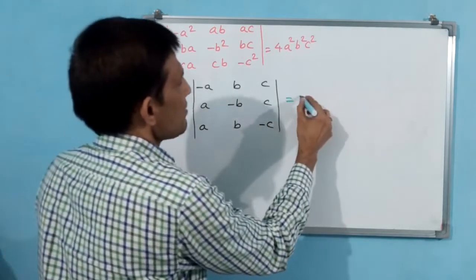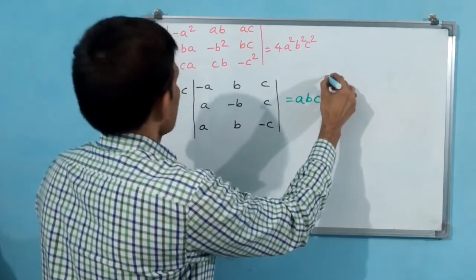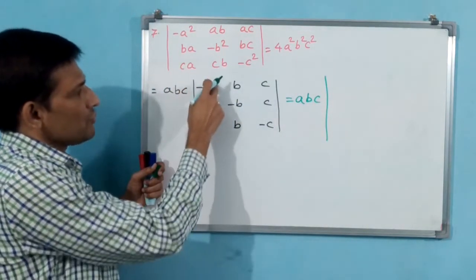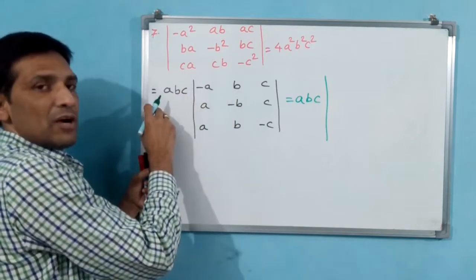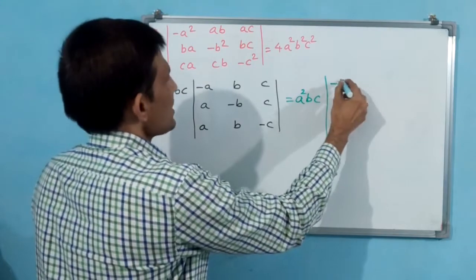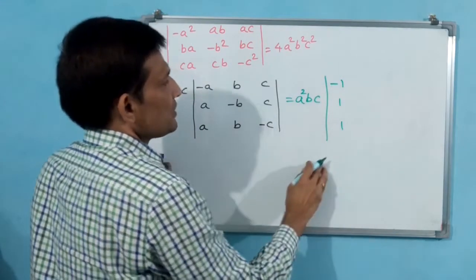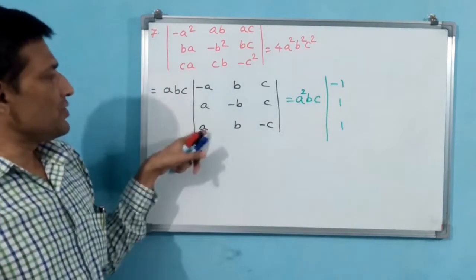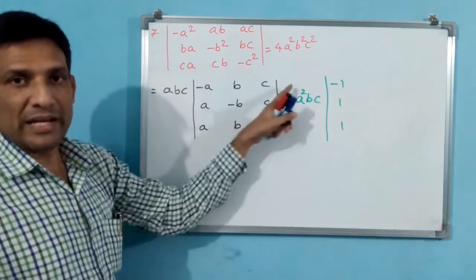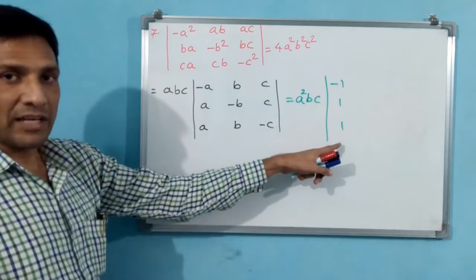Already A, B, C is there. Now I am taking common from the column. You see, minus A I am taking outside, then A into A square. Then what will come here? Minus 1 will come. Is it okay? First you see. Why? Because A I have taken common. If I send A in again, automatically A will come. Minus A. Is it correct?